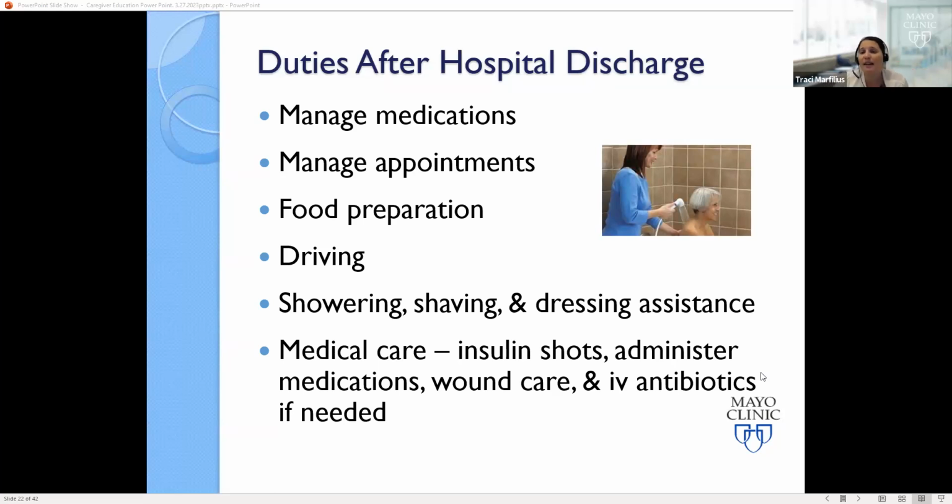And of course, you could be providing that medical care, which can include things like an insulin shot, administering medications, wound care, and IV antibiotics if needed.